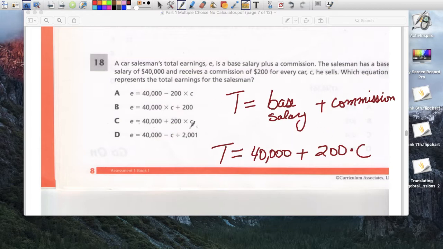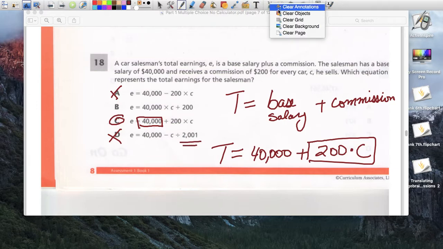Okay. So do we have an equation that looks like this? $40,000 plus? Yeah, we do here. He makes $40,000 plus this. Every car he sells, he gets $200. So that's the correct answer. It's the only one that makes sense. This one you could have ignored right away. This one you could have ignored pretty much right away. I don't even know where 2001 comes from.